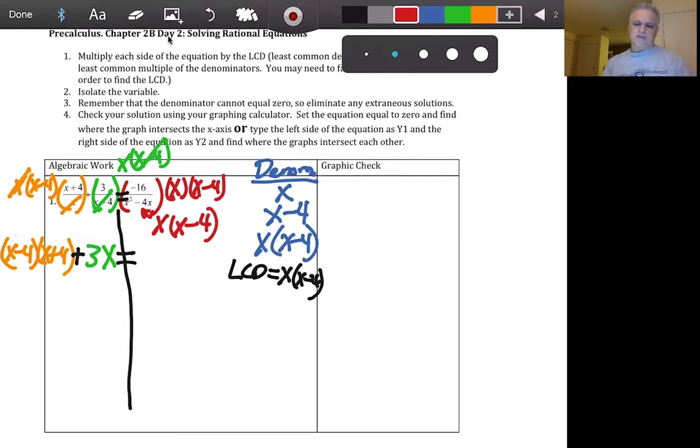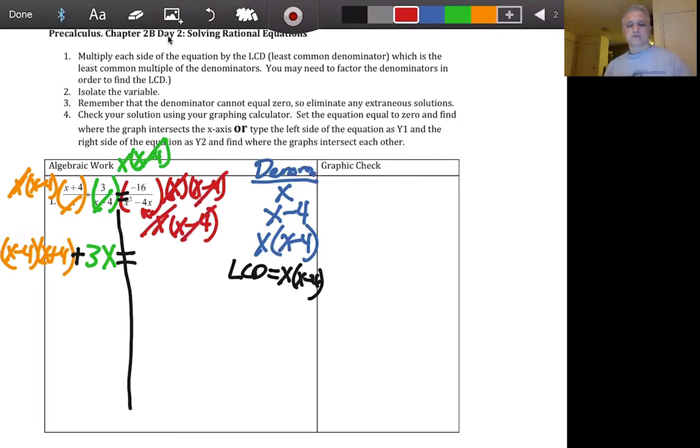Now, if I have my x squared minus 4x in the denominator of the red term, remember that that's x times x minus 4. That means that the x's will cancel and the x minus 4s will cancel. Okay? So I have multiplied all three terms by the same LCD, okay? And when I multiply that, the denominator cancels, so I just got negative 16.